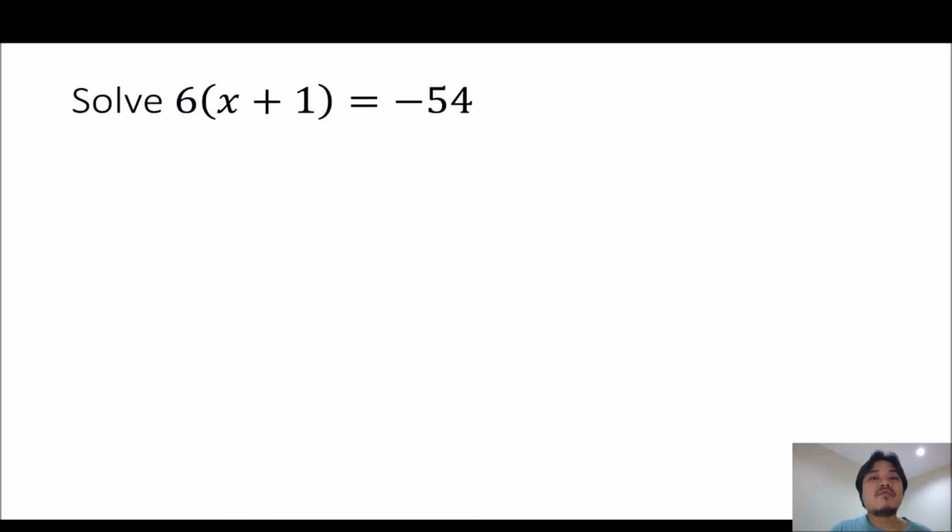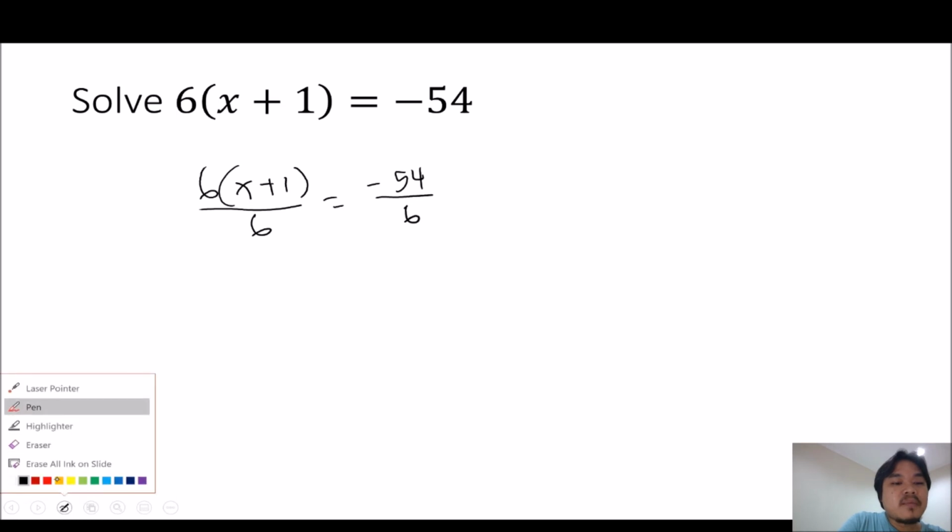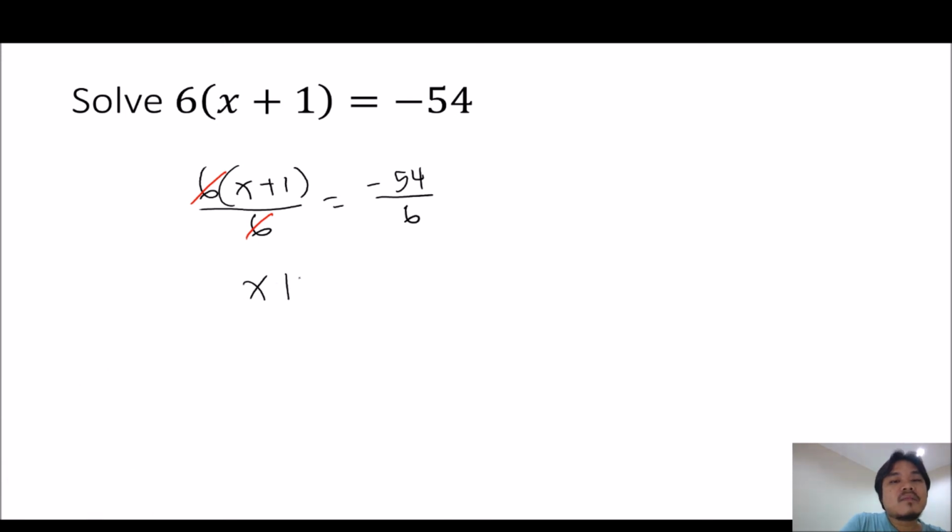So our first goal is to undo multiplying by 6. To undo it, we're going to divide both sides of the equation by 6. So 6 times x plus 1 divided by 6 equals to negative 54 divided by 6. So 6 over 6 is actually 1, so we can cancel this. So what will stay on the left hand side is only x plus 1. And negative 54 divided by 6 is negative 9.